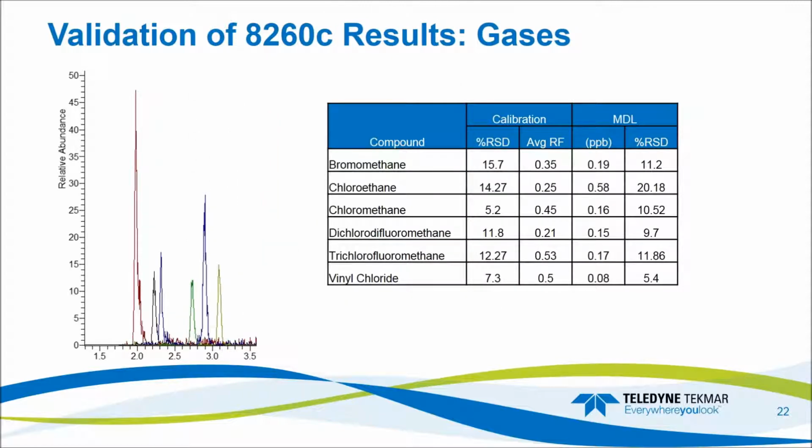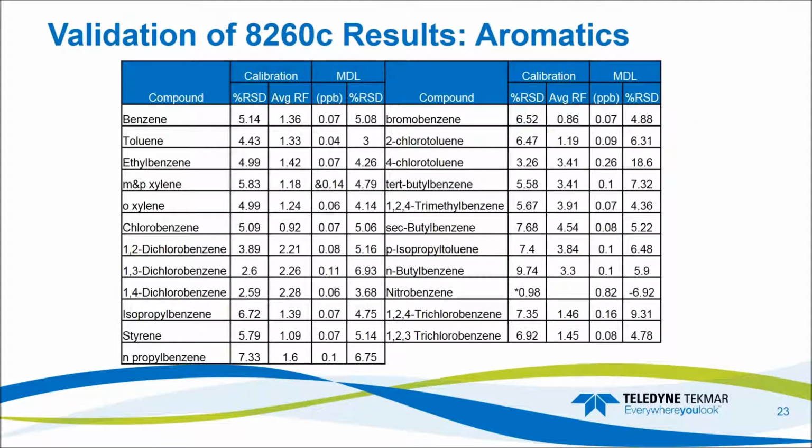Looking at calibration results, we see good calibrations on the gases, which tend to be difficult. Light compounds, hard to purge, hard to hang on to. Water can really interfere here. So nitrogen did not have a significant effect as a purge gas on the gases. Aromatics, again, we have really tight calibrations through these compounds, good average response factors, and really low MDLs.